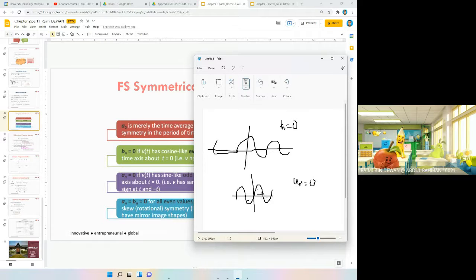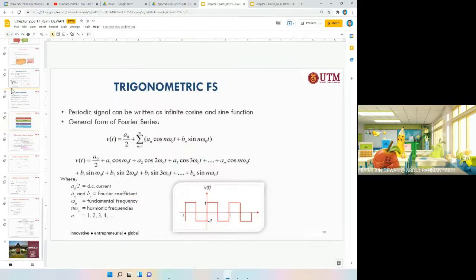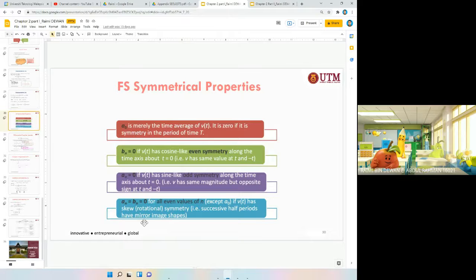If you have an equation like this, meaning a wave or signal like this, it is symmetric, which means your A0 will be 0, and at the same time An will be 0. So you will only be left with Bn. And then the next, An equals Bn equals 0 for all even values.